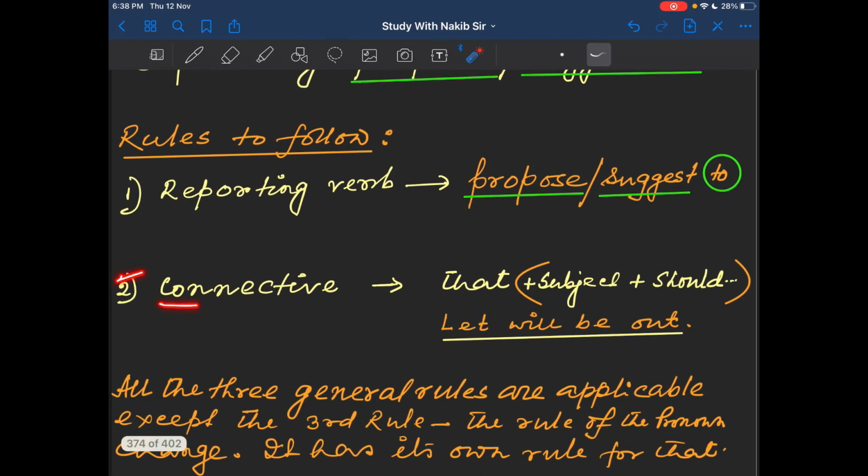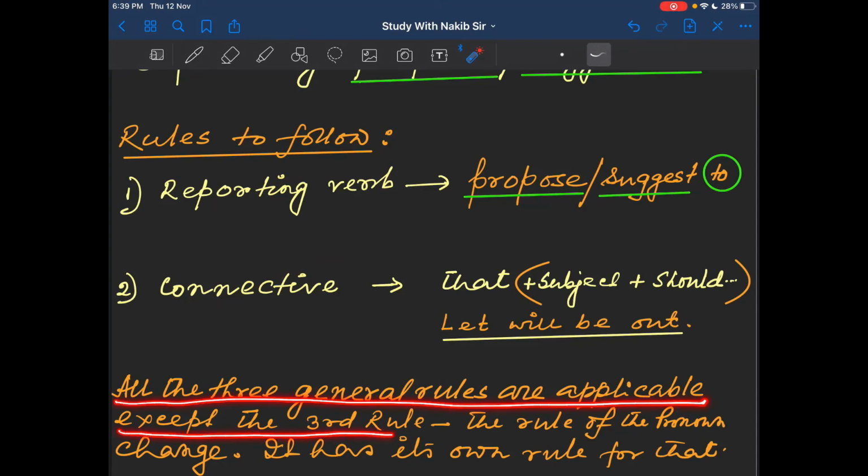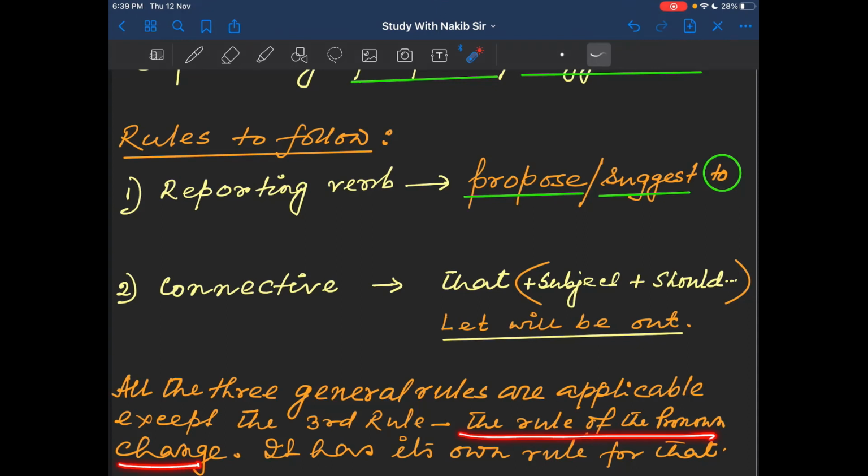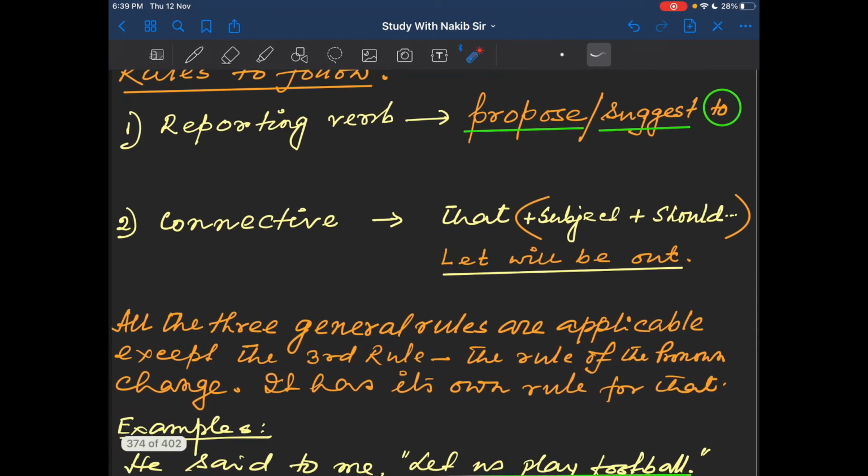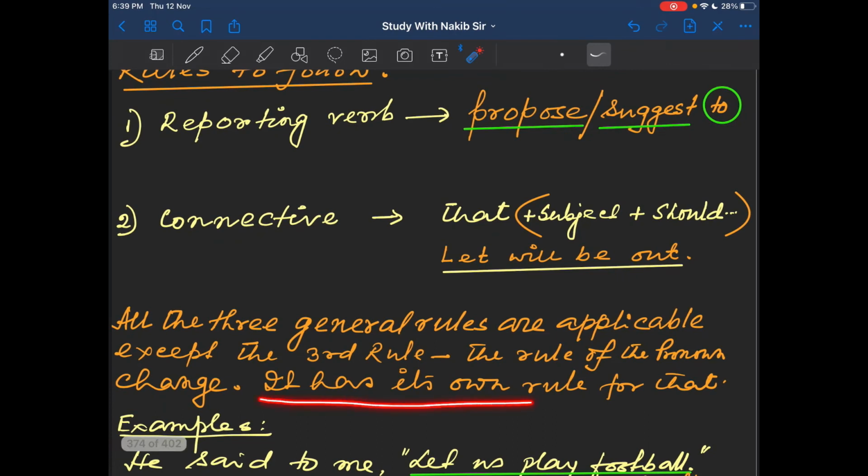Number 2, connective. Select one connective, that is the connective here, and remember after the connective the reported speech will start with the subject. After the subject there will be a should, after should there will be the verb, and let will be out. So with the first rule, second rule, all the three general rules are applicable except the third rule. That means the third rule is not applicable here. The rule of the pronoun change, the third rule, is not applicable here.